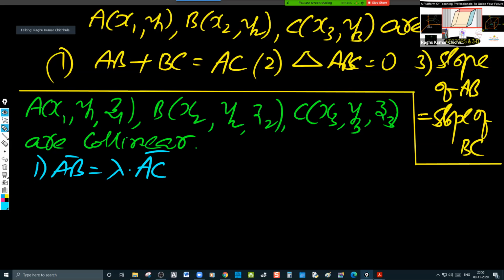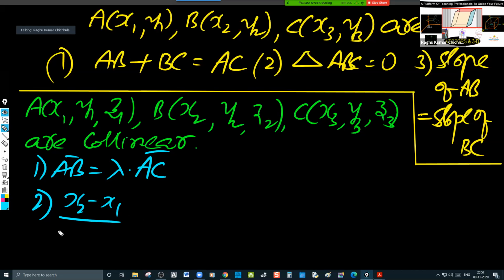Number two, finding the slopes. Finding the slopes case is there in two-dimensional geometry, but it is not there in three-dimensional geometry. But how do we see this? You have to compare the DRs. DRs of AB and DRs of AC are equal. So DRs of AB, if you write, X2 minus X1. It is just like slopes. Slopes in 2D are replaced by DCs and DRs in 3D. X2 minus X1 by X3 minus X2.